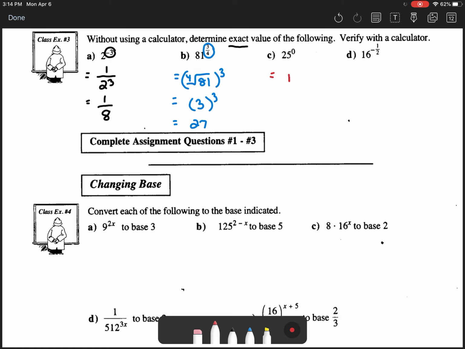25 to the exponent of 0. Anything to the exponent of 0 is simply just 1. So there's your answer for that one. And I'll talk about an exception to that in a second here.